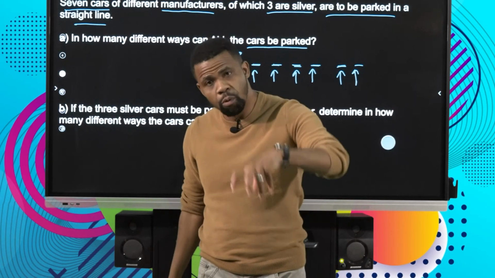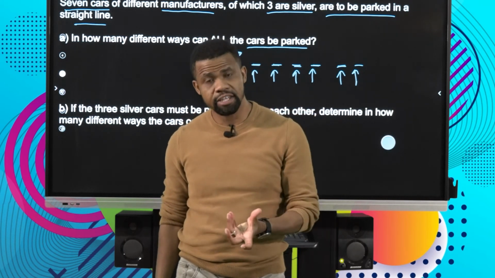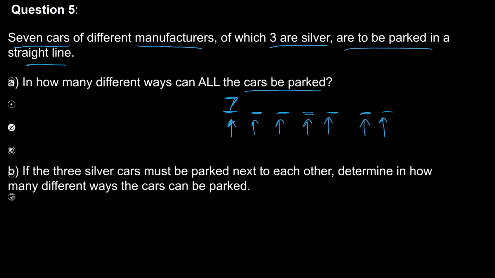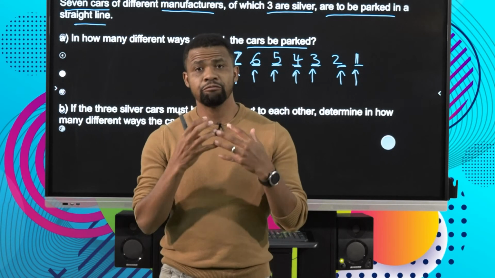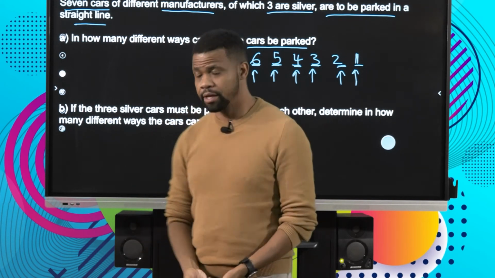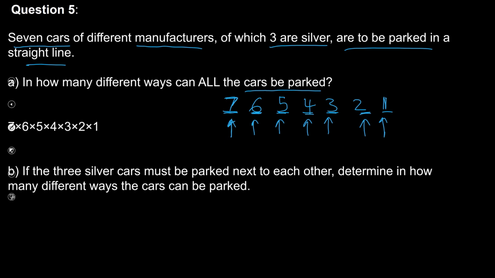So the first spot has been taken. The next car has how many choices left? The next car has 6 choices. Then that spot has been taken, so the next car will have 5. Then the next car will have 4, then 3, then 2. Then the last car will have only 1 choice because the rest will be taken. So to answer our question, we just multiply all those choices. We get 7 times 6 times 5 times 4 times 3 times 2 times 1.